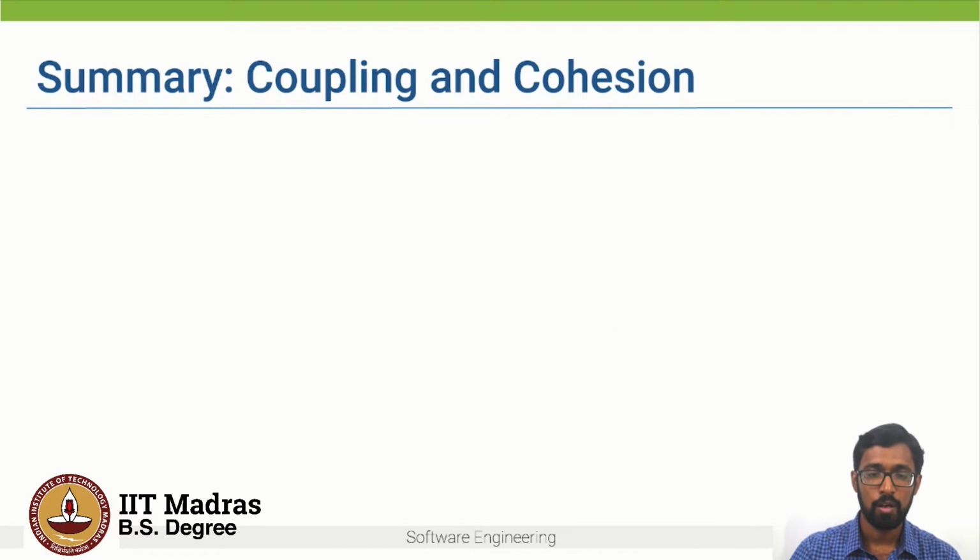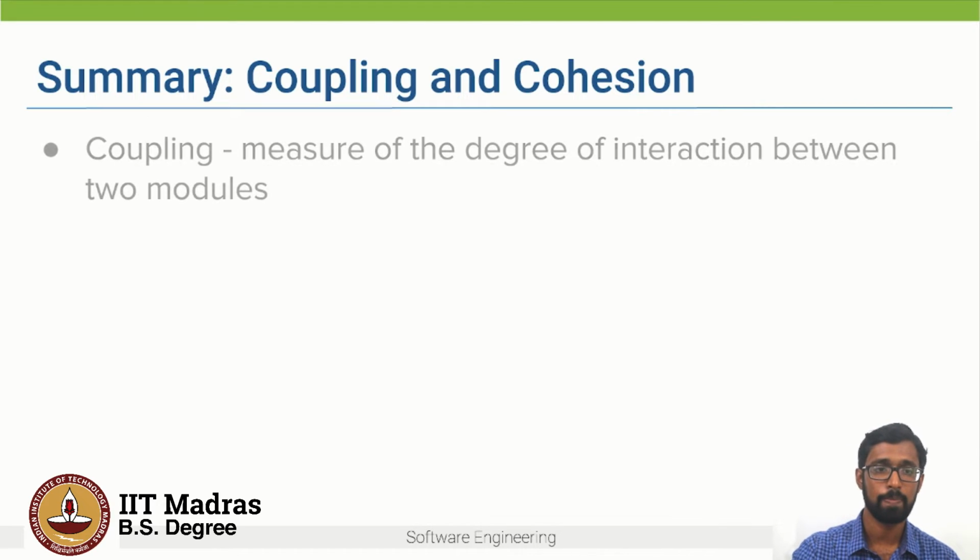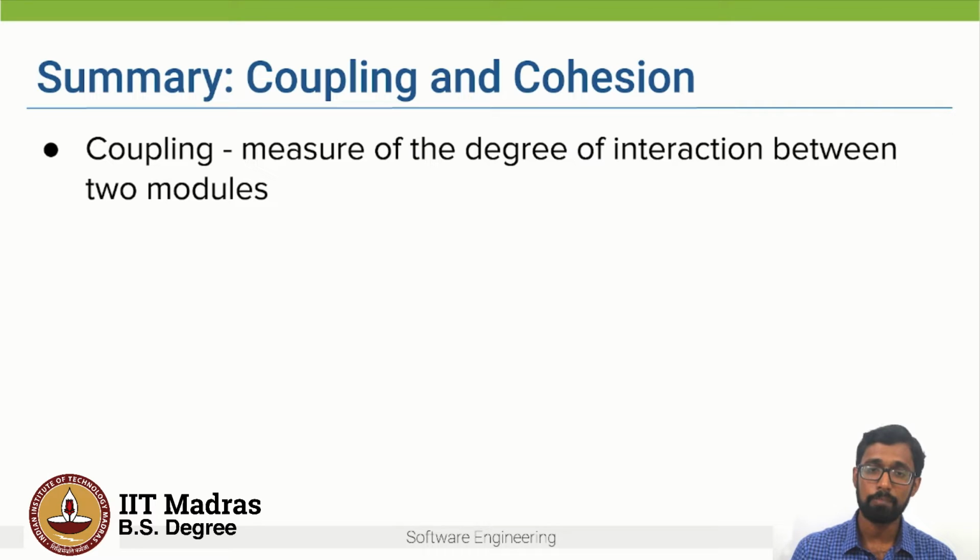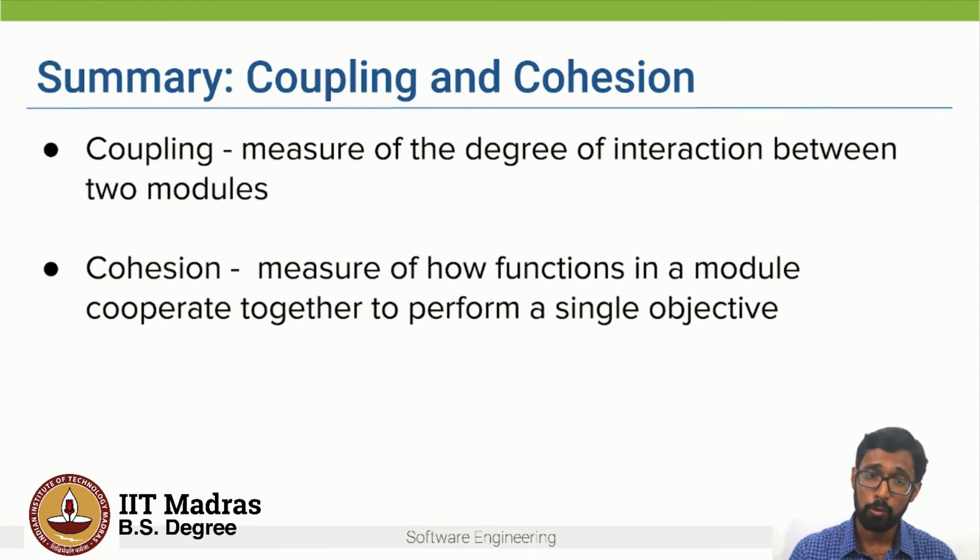To summarize, what is coupling and cohesion? Coupling is the measure of the degree of interaction between two modules. It talks about the interaction between modules, whereas cohesion is the measure of how functions in a module cooperate together to perform a single objective.